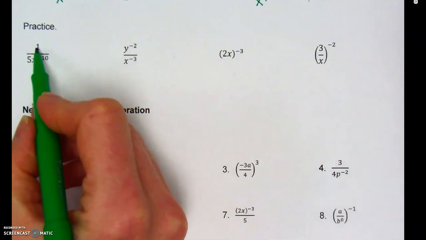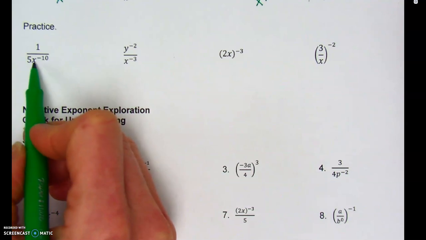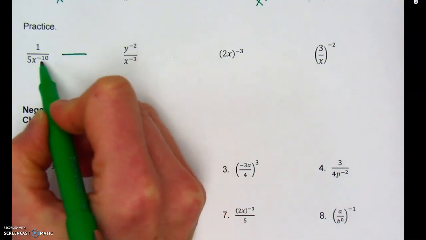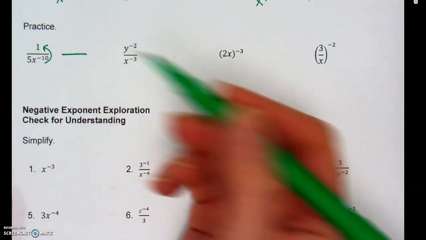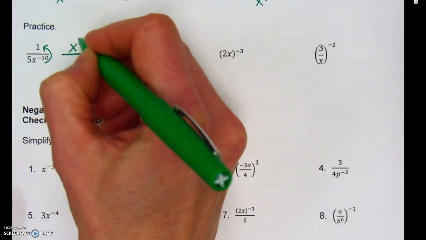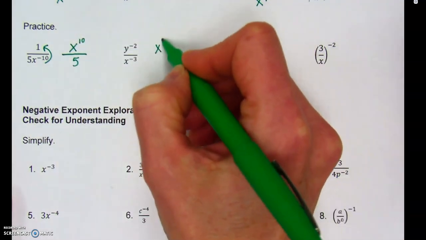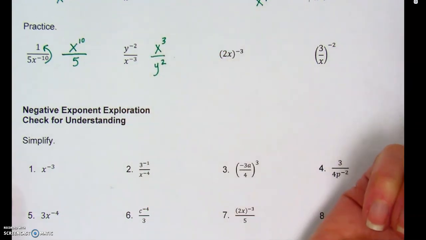The 1 has nothing happening to it. The 5 has nothing happening to it. But the x has a negative exponent. This is going to move this variable into the denominator. 1 times anything is itself, so that's x to the 10th. The 5 stays there. Both of these move with their exponents.